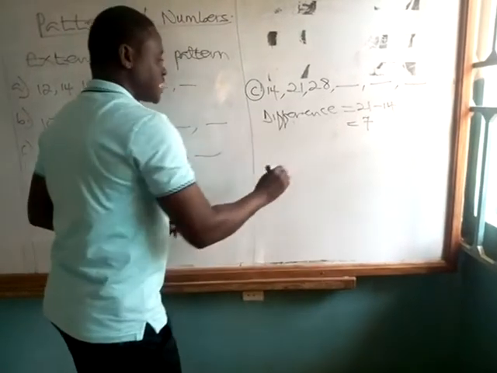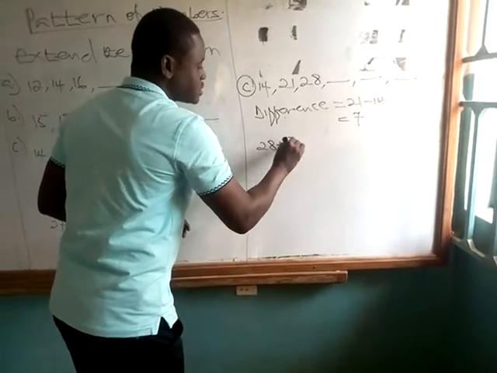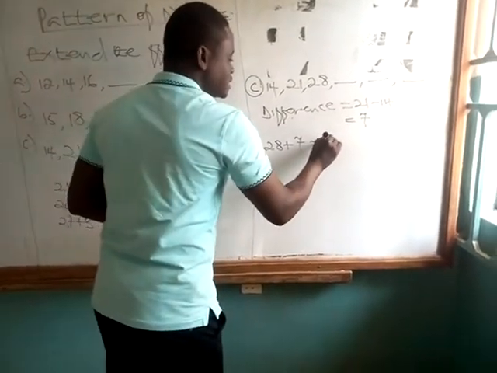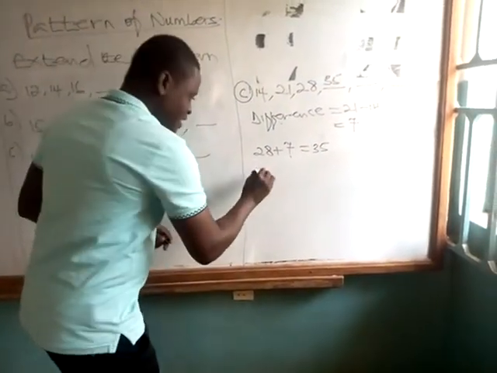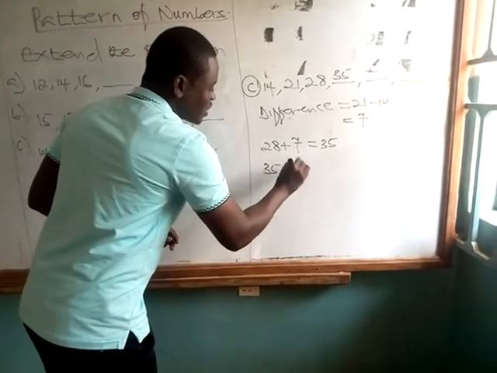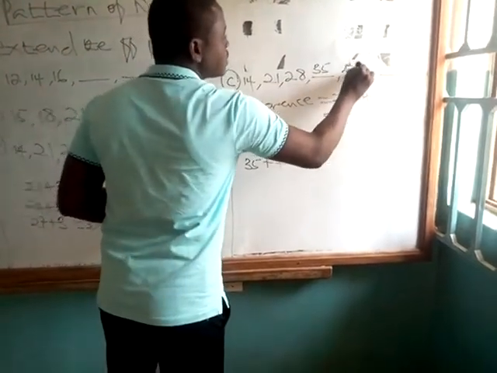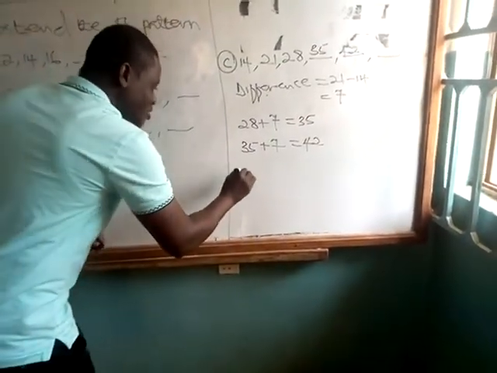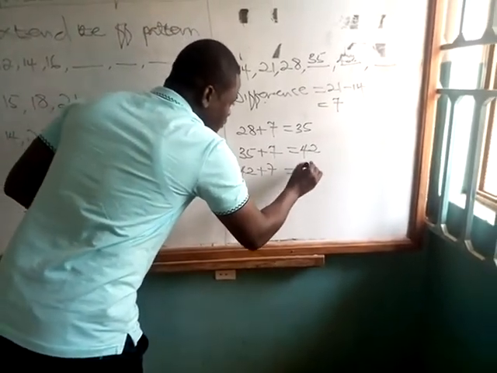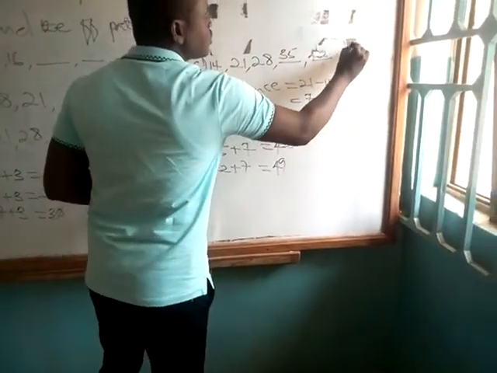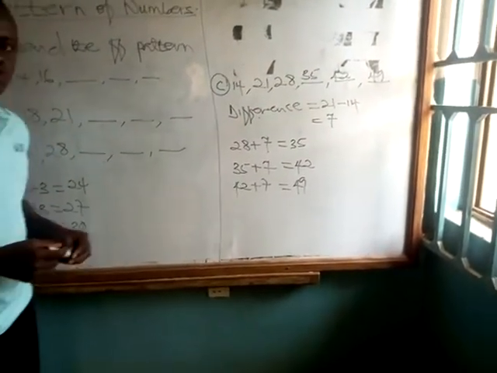To obtain the next digit after 28, you have to add the common difference 7 to 28. And that gives you 35. So you have 35 there. 35 plus 7 will give us our next digit, and that gives you 42. So you have 42 there. And then the last digit, you have 42 plus 7. And with that, you get 49. So 49 will fit in over here. I hope that is understood.